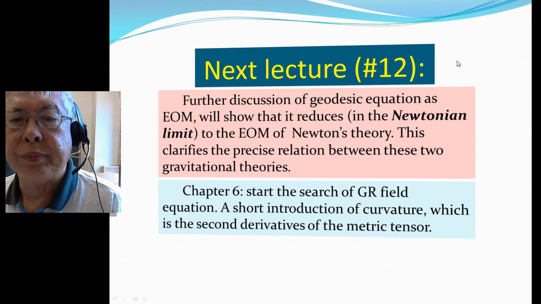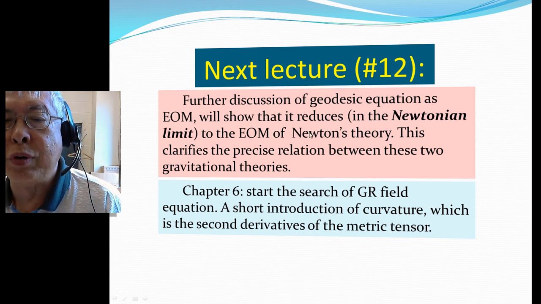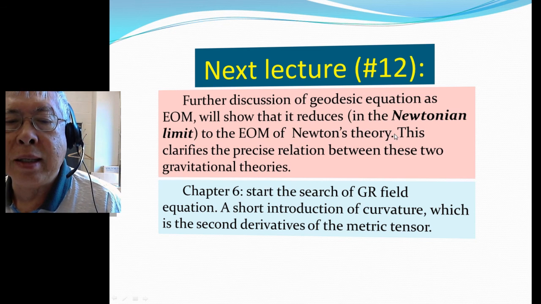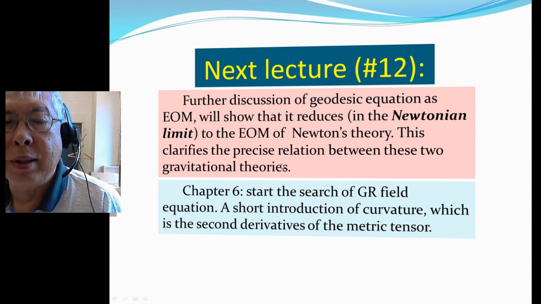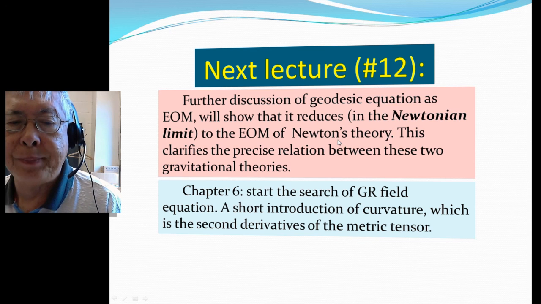Next lecture, we're going to talk more about the geodesic equation as the equation of motion. We'll show that it reduces in the Newtonian limit to the equation of motion of Newton's theory. This is really the purpose of this derivation, to show what limit allows the geodesic equation to be reduced down to Newton's equation of motion. So this clarifies the precise relation between Newton's theory and Einstein's theory. The Newtonian limit of Einstein's theory reduces to Newton's theory.